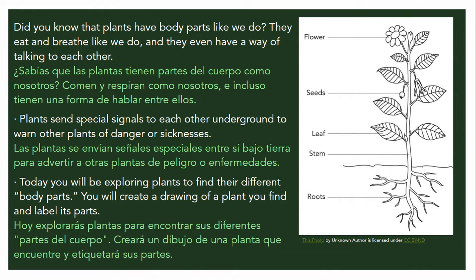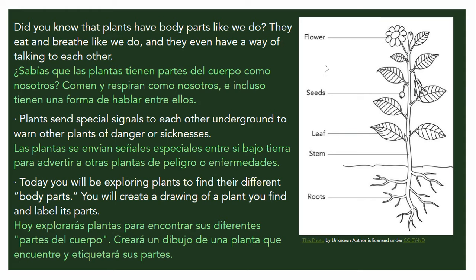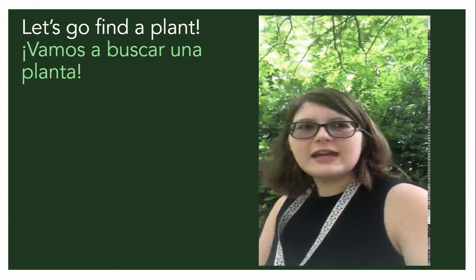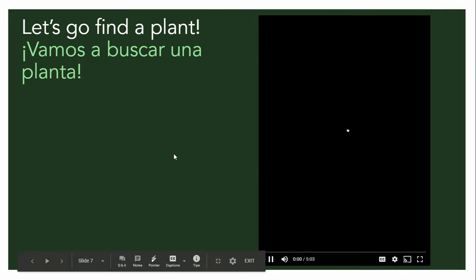Today, you'll be exploring plants to find their different body parts, and you will create a drawing of the plant you find and label its parts. You'll be doing a scientific drawing just like the one seen here. You'll label its roots, stem, leaf, seeds, and flower, or whatever body parts of the plant you find. Let's go find a plant. Watch this video of me finding some plants around my house.